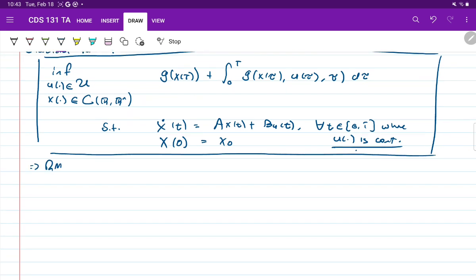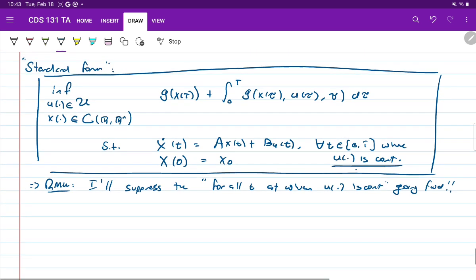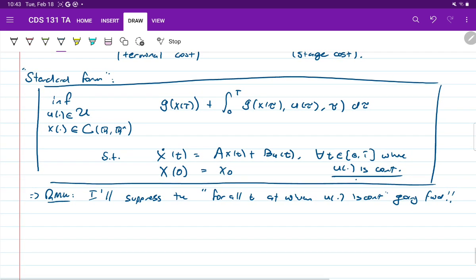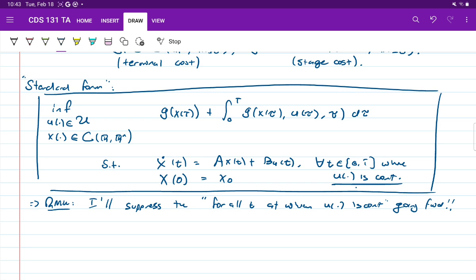So just as a quick remark, I'll suppress the "for all t at which u is continuous" going forward. Just because it's a minor technical detail that we're not going to focus on too much, since we're not going to be hugely formal in our treatment of optimal control, right? After all, we're not an optimal control class.